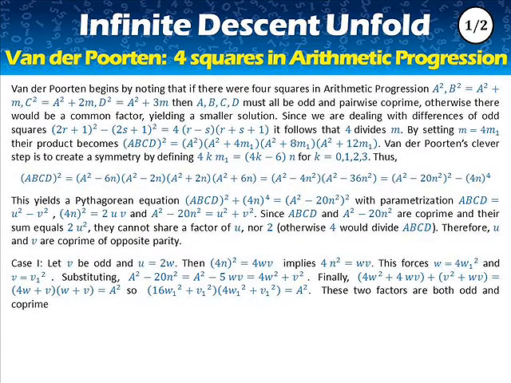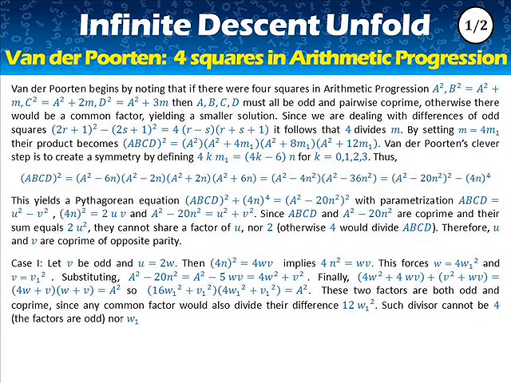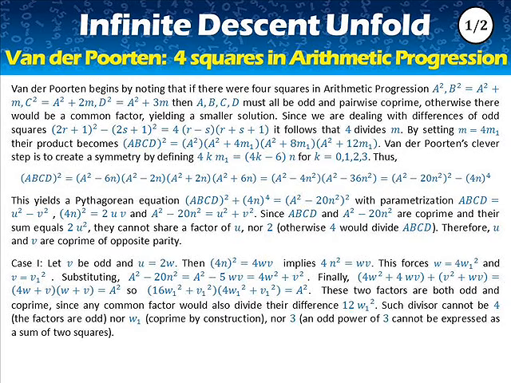These two factors are both odd and co-prime, since any common factor would also divide their difference, 12 times w sub 1 squared. Such a divisor cannot be 4, as the factors are odd, nor w sub 1, co-prime by construction, nor 3. An odd power of 3 cannot be expressed as a sum of two squares. Therefore, each factor is a square.